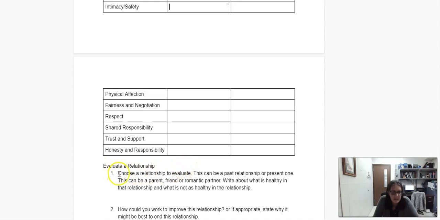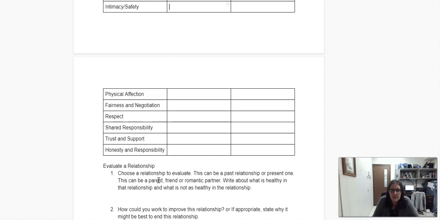Okay, and then on here, I just have you choose to evaluate a relationship. This can be a past relationship, a present one. It can be a parent, a friend, a romantic partner. And then write what you think is healthy in that relationship and what is not healthy. Because sometimes we all have a tendency at some point to maybe not do things that are quite as healthy as we would like. So it's not saying the relationships are bad. It's just saying, oh, okay, this maybe isn't as healthy as it could be.